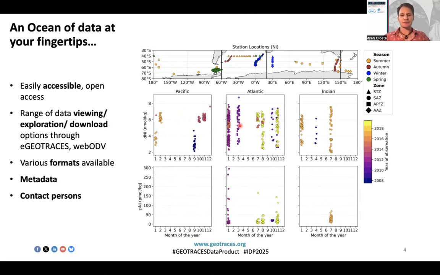So these kinds of views highlight a lot of things. First, they highlight the amount of data that we have at our disposal through the IDP. This is all easily accessible. It's open access. There's a range of different viewing, exploration, and downloading options, which make it very user-friendly. But they also help us to identify gaps in the database and also regions where we could really focus in on our research questions based on the data availability.